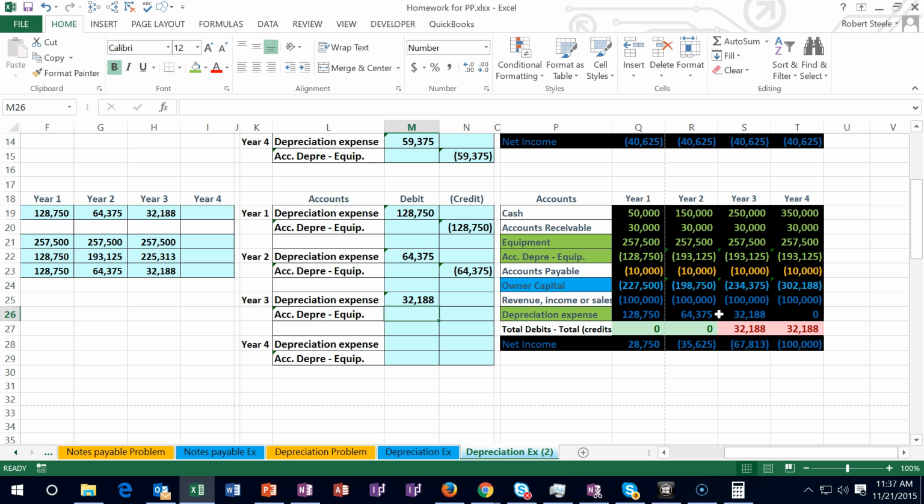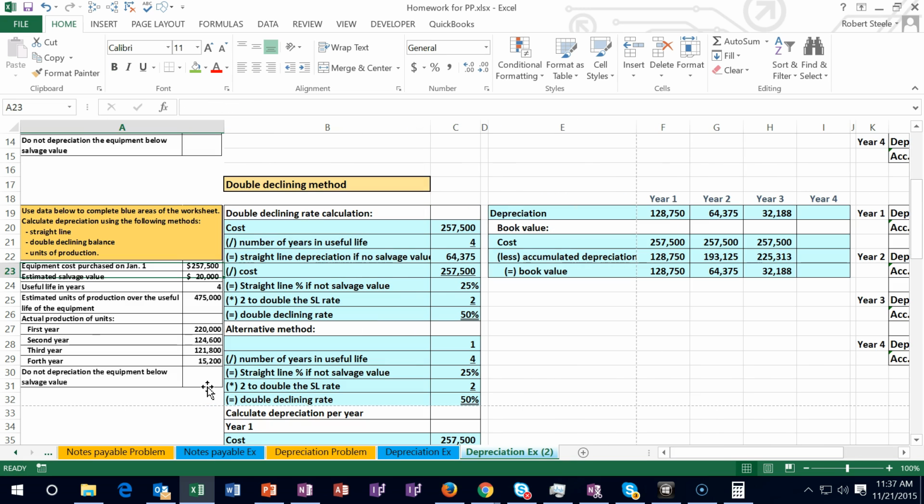That's why it's a front-loaded method, an accelerated method, and that brings the net income from 100 minus the 32,188 to the 63,813. Then we're going to credit the accumulated depreciation, the contra asset account, the asset with a credit balance, up, and the net income down, for the 257.5 less the 225,313 to 32,188, which is what is on our worksheet over here. All right, let's do this one more time.